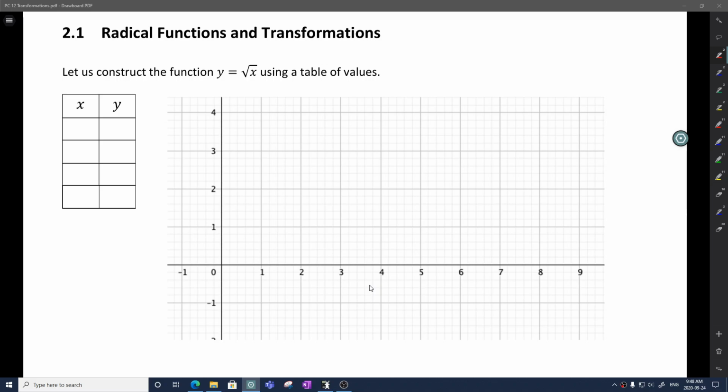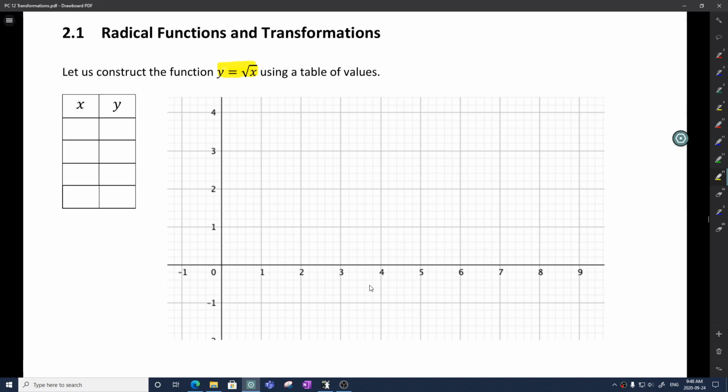We're going to do the next lesson. It's radical functions and transformations. So really, our first step in understanding a radical function, which high school students often interpret as a square root, but radicals often imply any type of root situation.